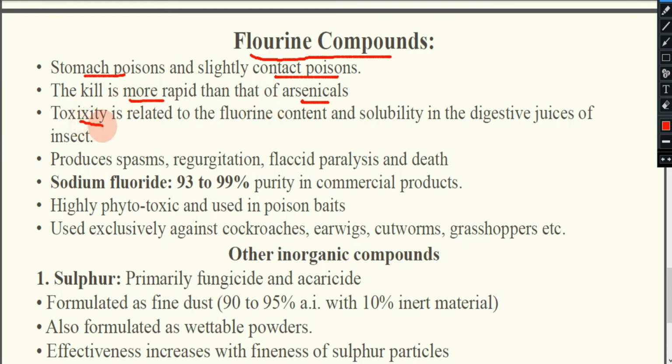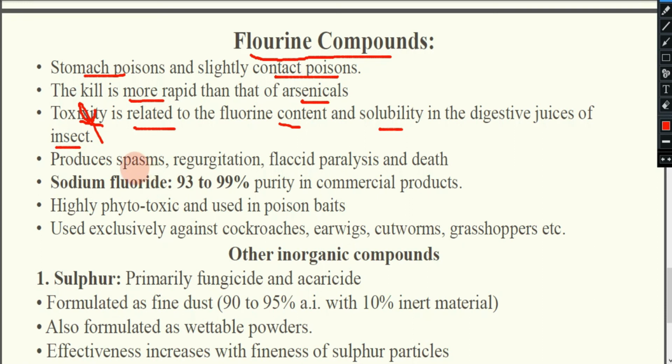Here the toxicity is related to the fluorine content and solubility in the digestive juice of the insect. What do you mean by that? The efficacy or toxicity of these fluorine compounds depends on how much concentration of the particular active ingredient, the fluorine, is there. If that is more, the toxicity will be more. Second, how they can solubilize within the digestive juice of the insect. If they cannot, they may not affect. If they do, they will affect the insect immediately.